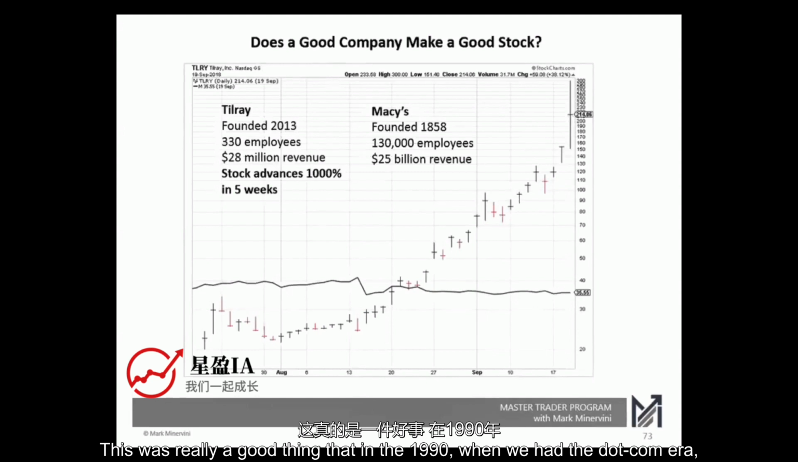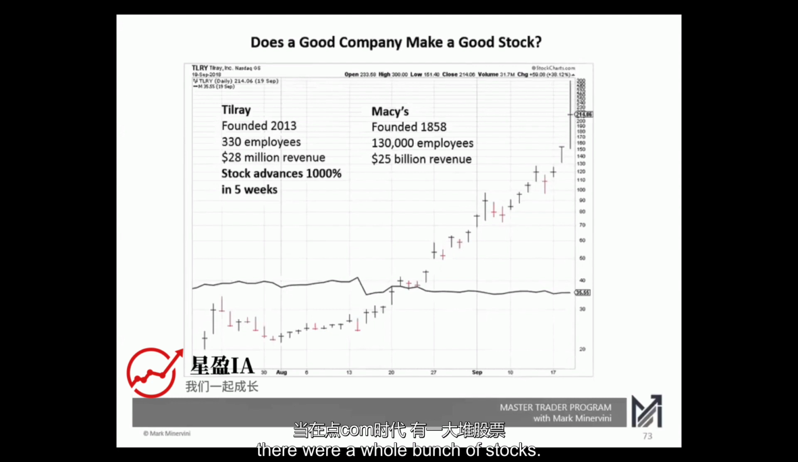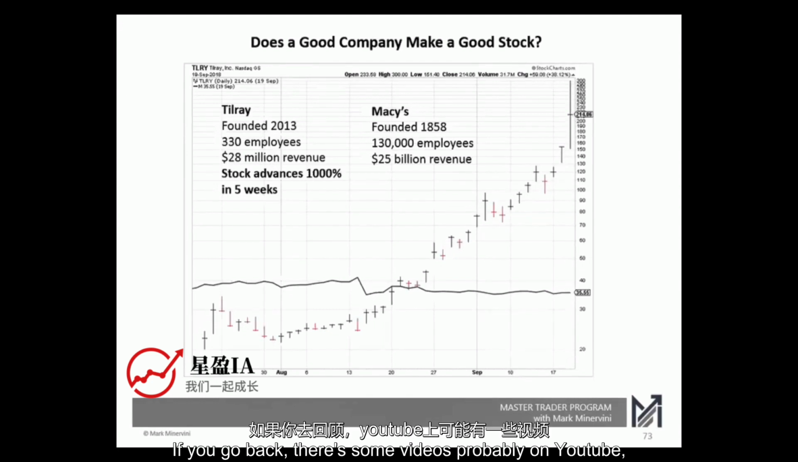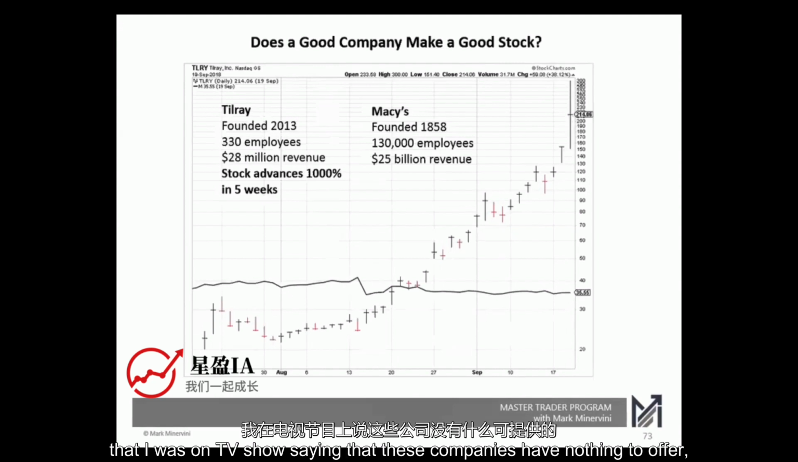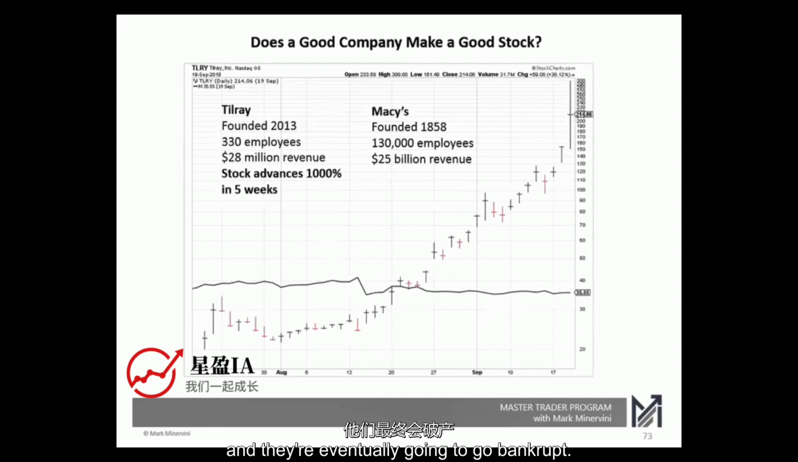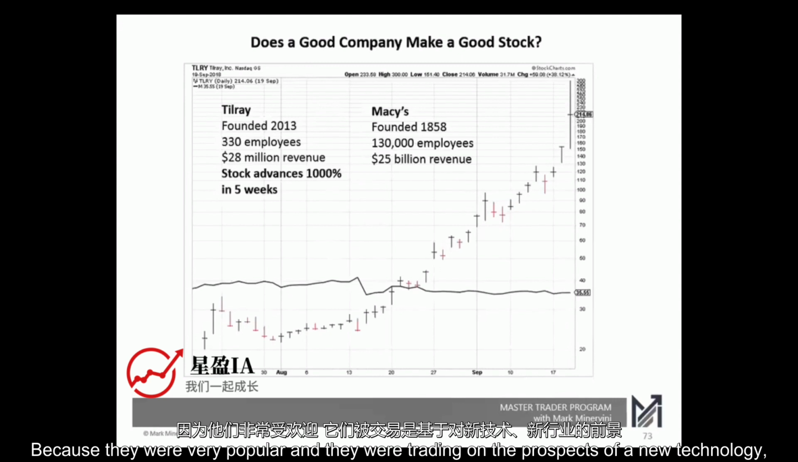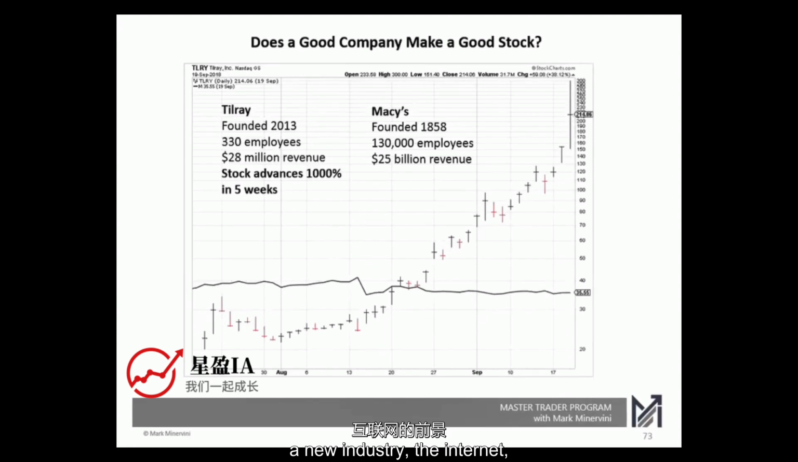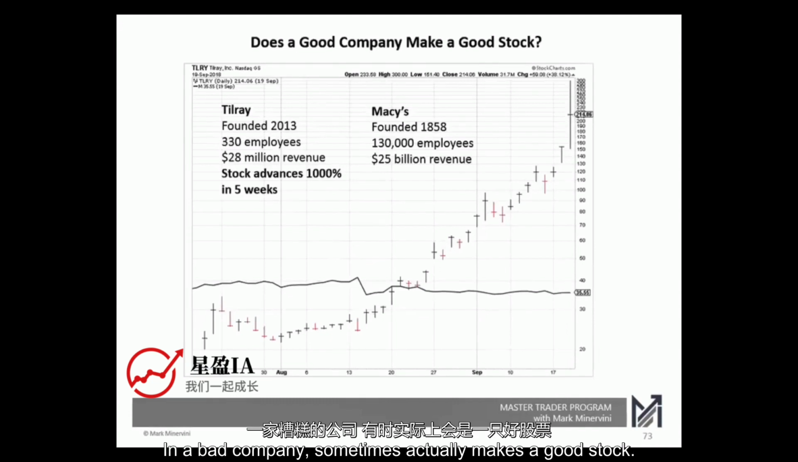something that in the 1990s, when we had the .com era, there were a whole bunch of stocks that, if you go back, there's probably some videos on YouTube where I was on TV shows saying that these companies have nothing to offer and they're eventually going to go bankrupt. However, it was a huge opportunity because they were very popular and they were trading on the prospects of a new technology, a new industry, the internet. And a good company doesn't necessarily make a good stock, and a bad company sometimes actually makes a good stock.